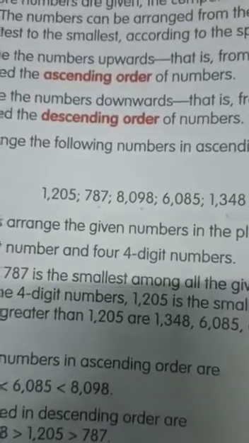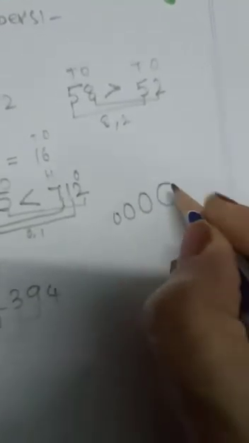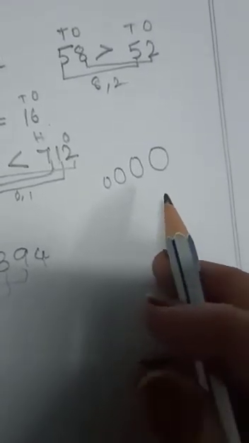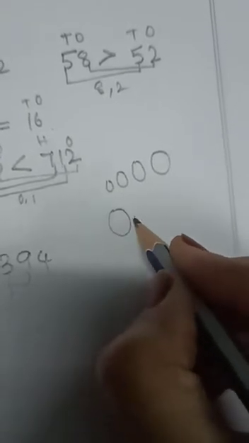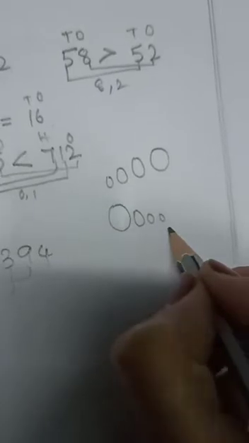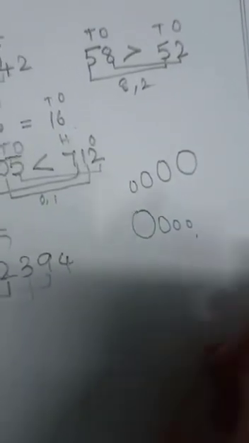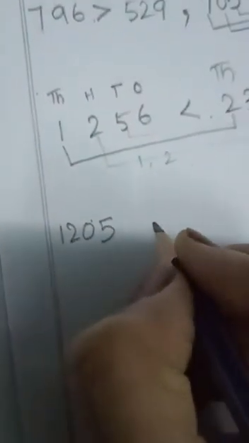What is ascending order? When the numbers are arranged from smaller to bigger, they are in ascending order or increasing order. And when the numbers are arranged from bigger to smaller, they are in descending order or decreasing order. So let's do one problem here. We have to arrange these numbers in ascending order, that is small to big.